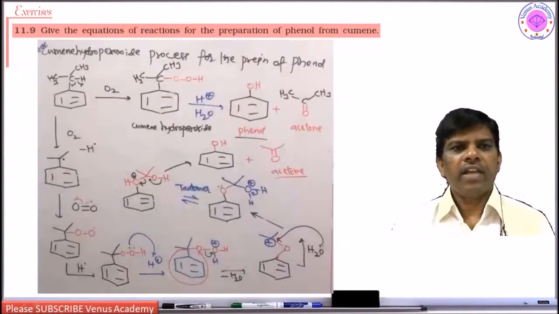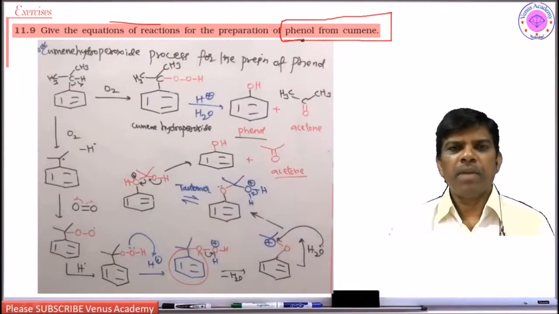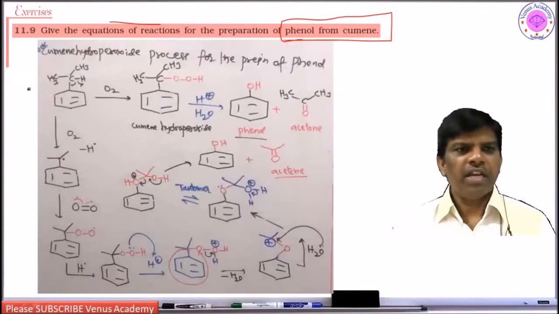Give the equations of reactions for the preparation of phenol from cumene. Yes students, in your textbook the preparation method is given, but no mechanism is given. That is why I have explained along with the mechanism during the video lecture. This is cumene. What is cumene? Isopropyl benzene is cumene. This hydrogen is highly acidic or labile hydrogen because the intermediate that is going to be formed is a tertiary free radical, which is a stable free radical.